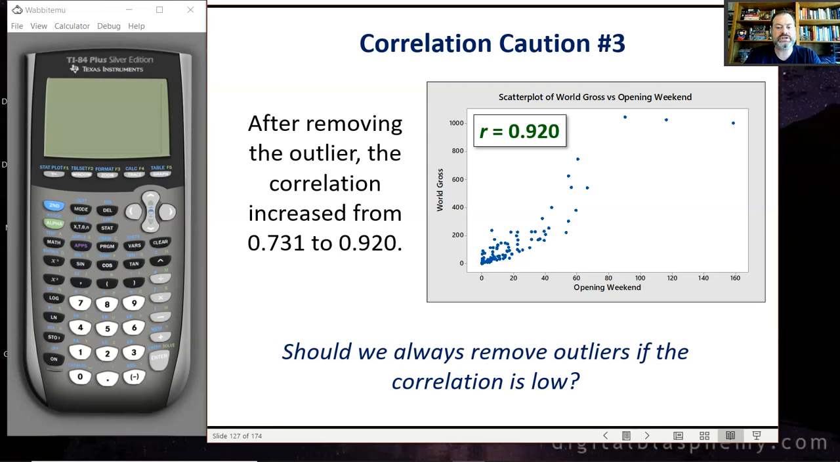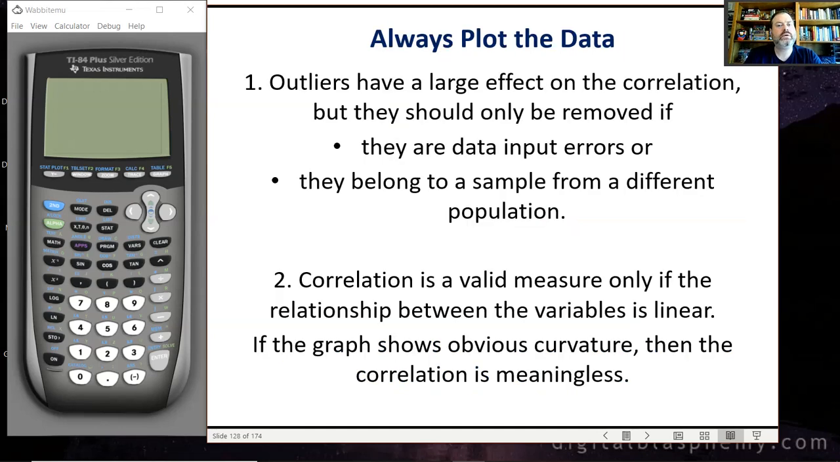But this brings up another question. Can we remove outliers if our correlation is low? If you're trying to learn something about Hollywood movies, maybe you're studying Hollywood movies in some sort of class, that outlier is messing up the conclusions you can draw, right? The correlation is lower, so your conclusions won't be as concrete. Should we always remove outliers? Well, it turns out that outliers have a large effect on the correlation, but they should only be removed if they are data input errors or they belong to a sample from a different population.